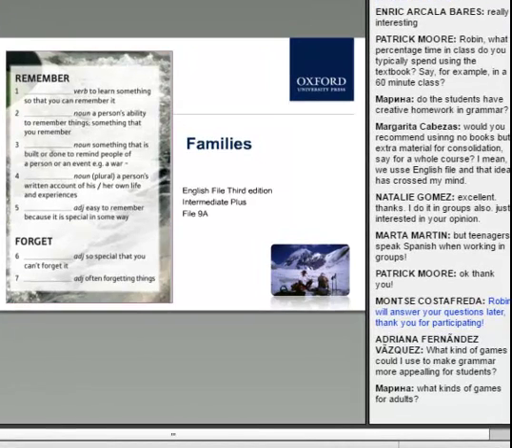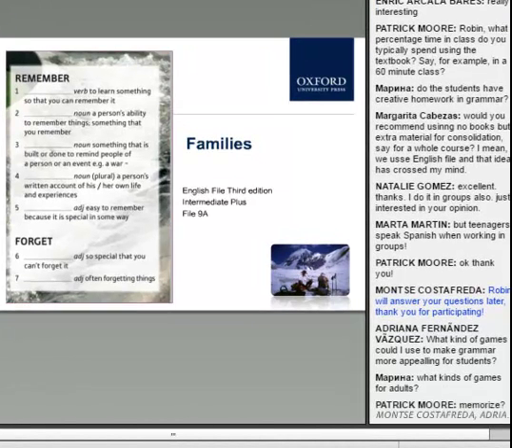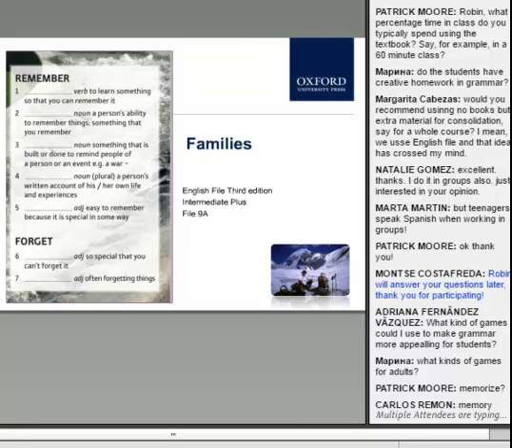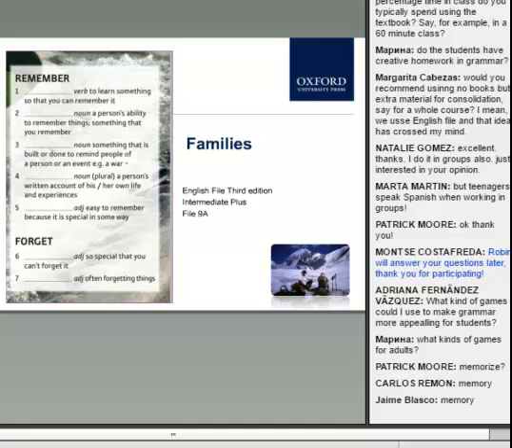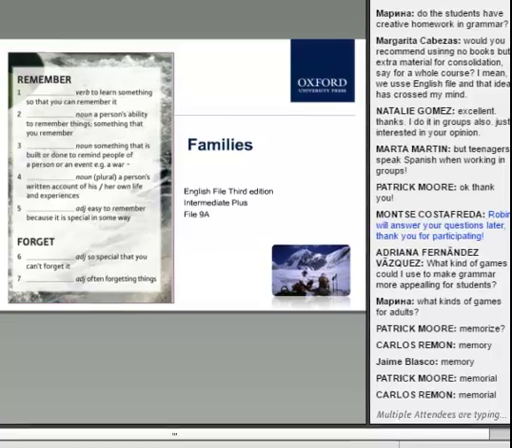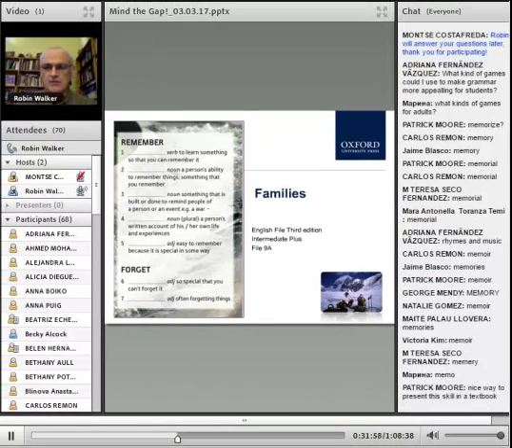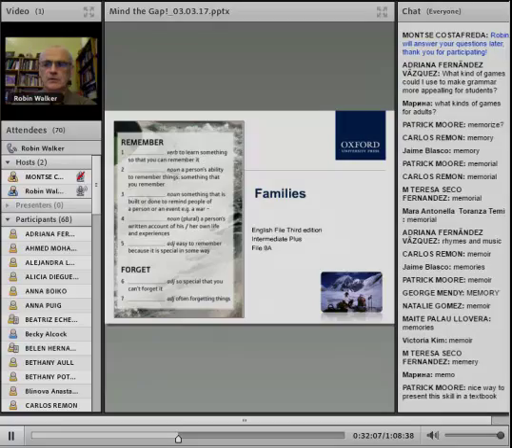Remember, number one, a verb, to learn something so that you can remember it. Yes, thank you, Patrick, memorize. Number two, a noun, a person's ability to remember things or something that you remember. A memory, thank you, Carlos. Number three, noun, something that is built or done to remind people of a person or an event. A memorial, thanks, people. At this intermediate level, exercises like this one on remember and forget, which generate depth of vocabulary, are very, very useful.